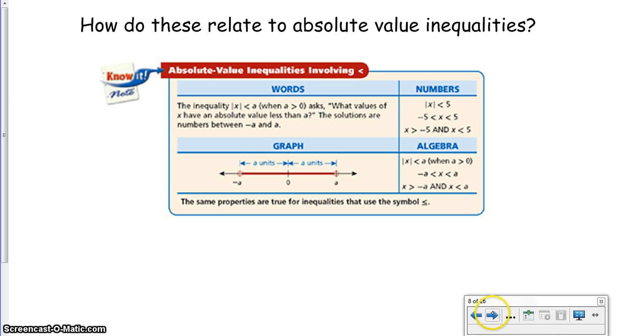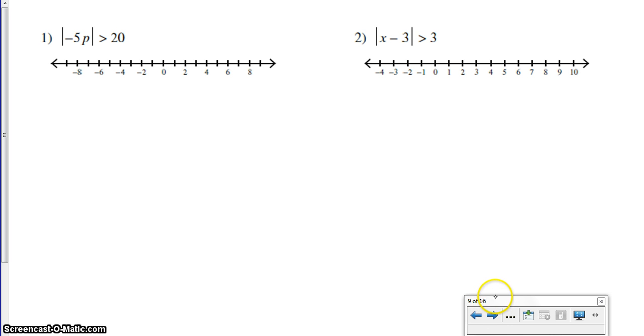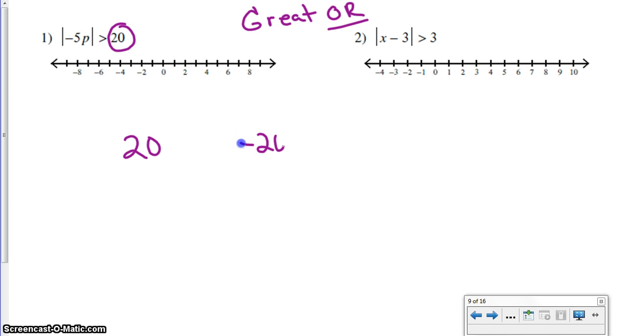Okay, now, here's my hint. I like to think of this as the great Tor dilemma. The absolute value of negative 5p is greater than 20. Okay, well, let's think about this. That means that this can be two values, correct? One of them can be 20, and one of them can be negative 20.